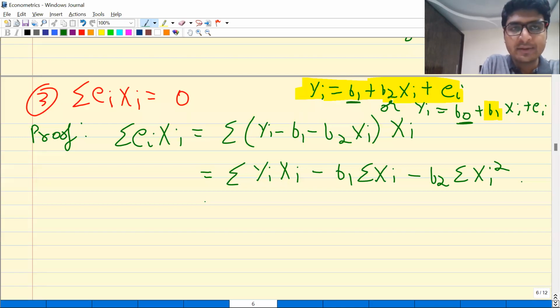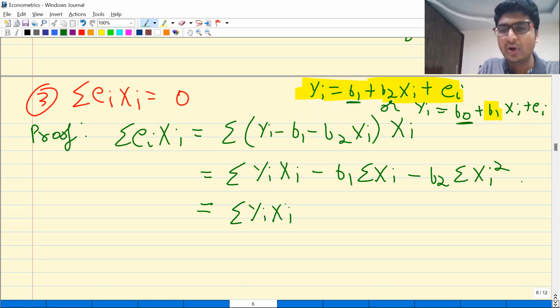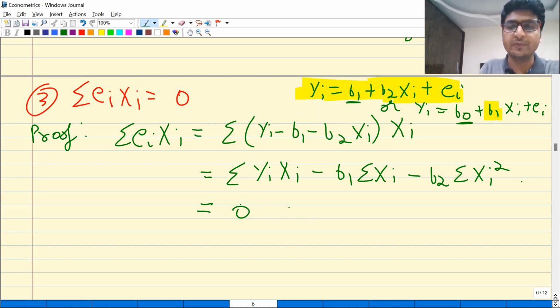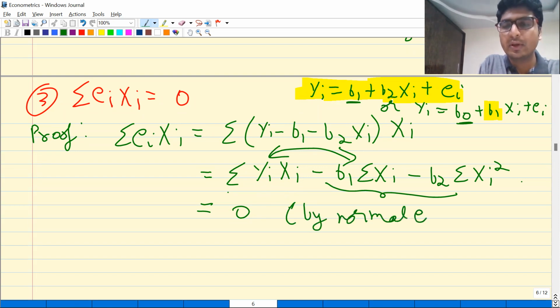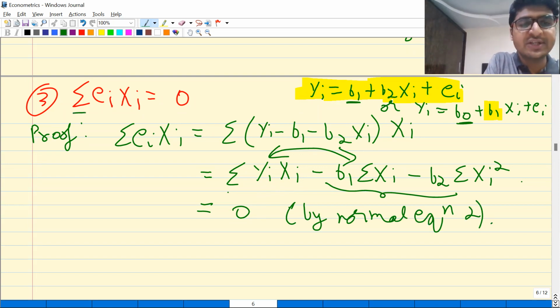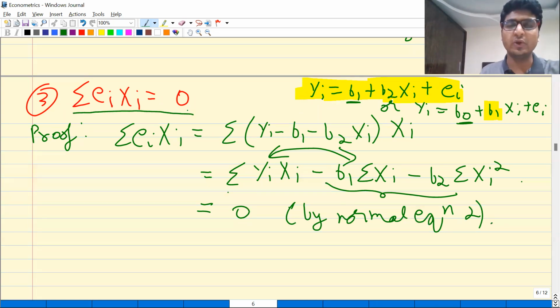Okay, coming back. So this is equal to summation yi xi. This is again directly equal to 0 by normal equation 2. So this is equal to this part by normal equation 2. Okay, so again by construction summation ei xi is equal to 0.